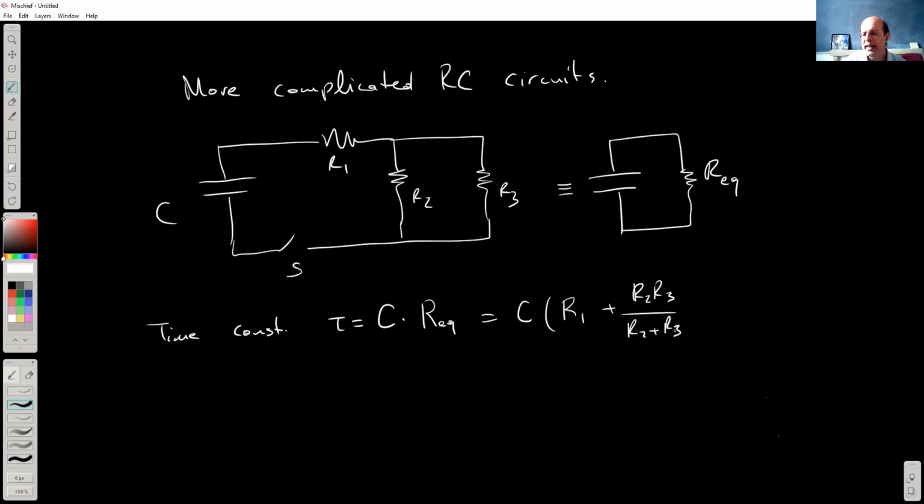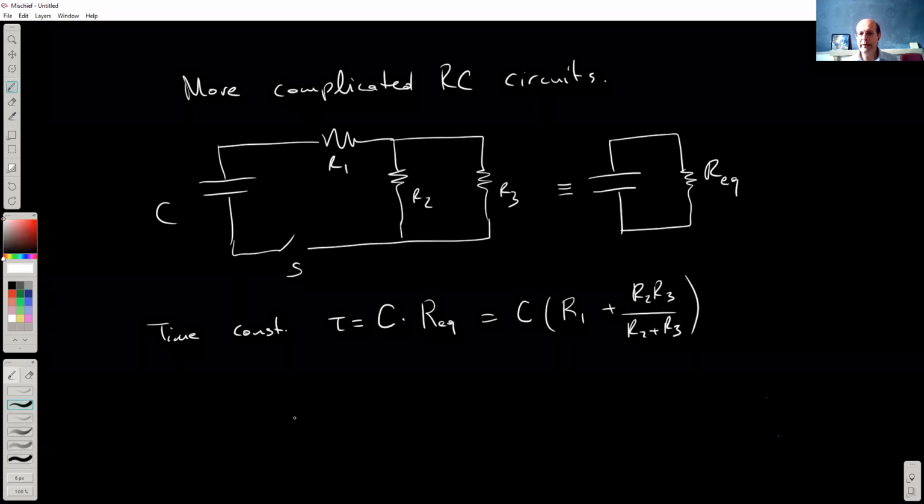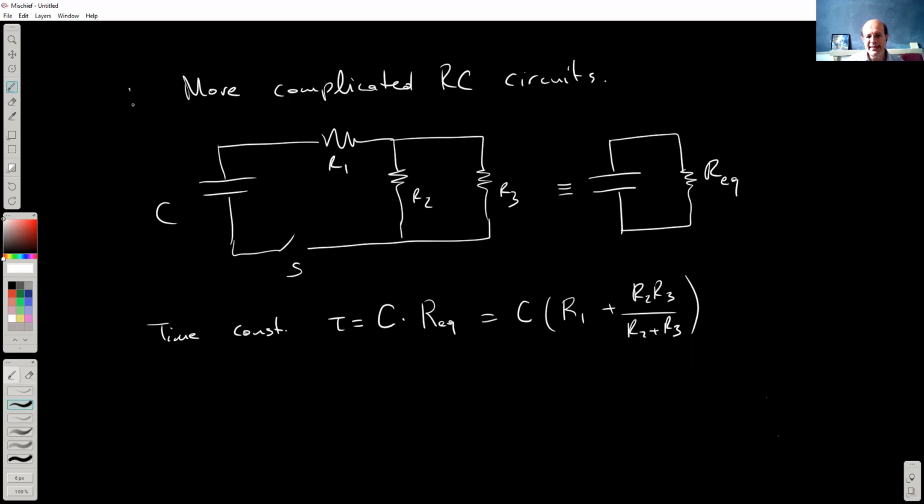But in any case, without doing too complicated calculations or writing down the circuit equations, I can immediately write down what the time constant is. This is just an example. I'm not going to solve any problems like that. But to find the time constant at least, you can do this. Let's consider a little bit more complicated RC circuit.